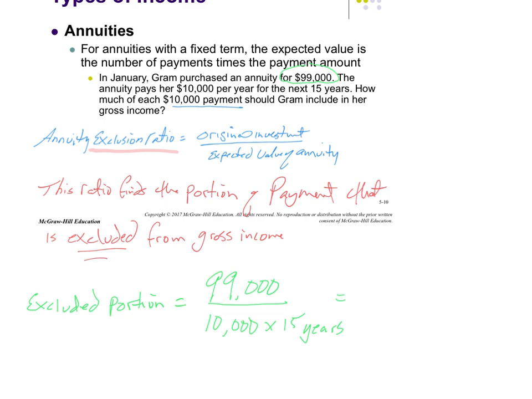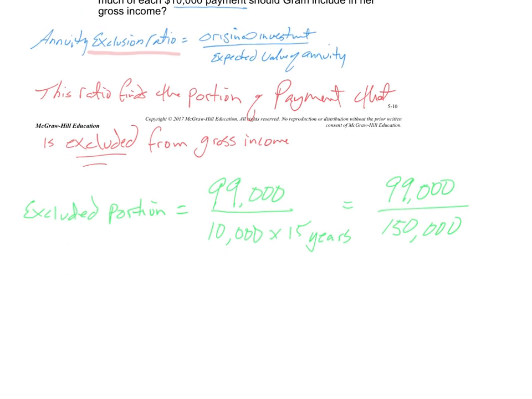That's what you learned to calculate in your finance class, where you figured out how much it could pay each year based on a rate of return. In tax class, we don't really care about that. What we care about is what we end up putting on our tax return. So our exclusion ratio in this case is $99,000 over $150,000. So our excluded portion equals 0.66, or 66% of the annual payment.